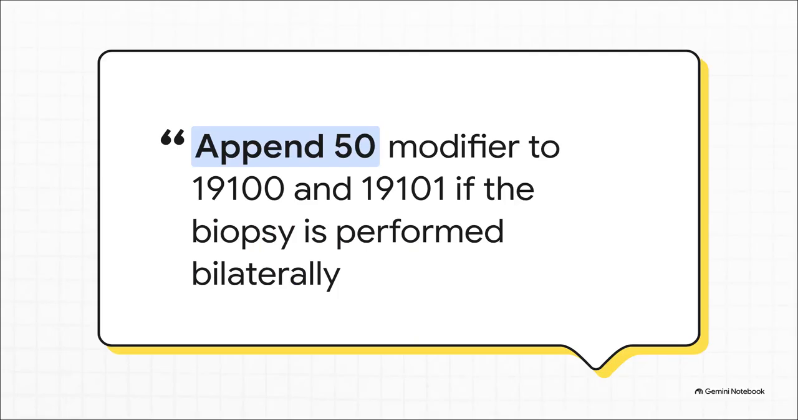And this brings us to an absolutely crucial rule you've got to remember for these specific baseline codes. You must append modifier -50 to both 19100 and 19101 if the biopsy is performed bilaterally, meaning on both breasts. I'm hitting this point hard right now because, as you're about to see, these foundational non-guided and open codes behave very, very differently than our modern image-guided codes when it comes to laterality.